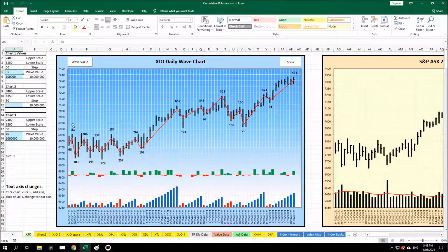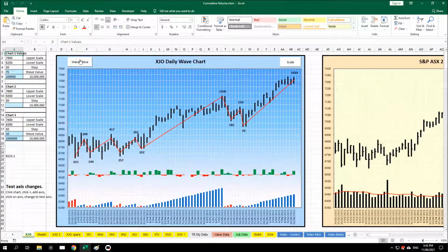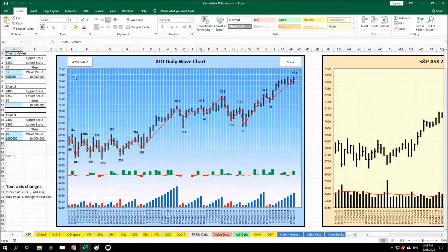And if you change the wave size, we'll put a 50-point wave on, you can look at the different waveforms in the market. A 60-point. A 75-point. At some point, though, it's not really giving you any more information. I tend to think that the 35-point wave suits the XJO under most circumstances pretty well.